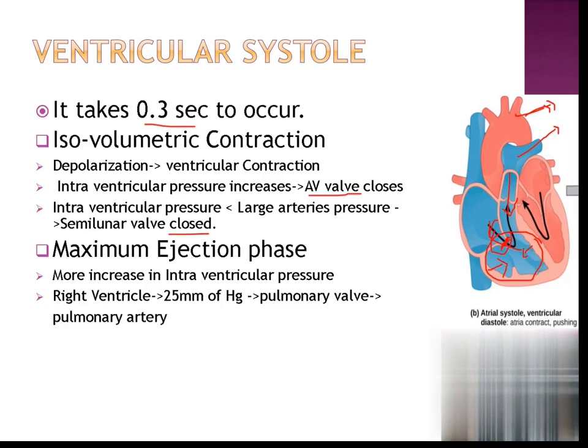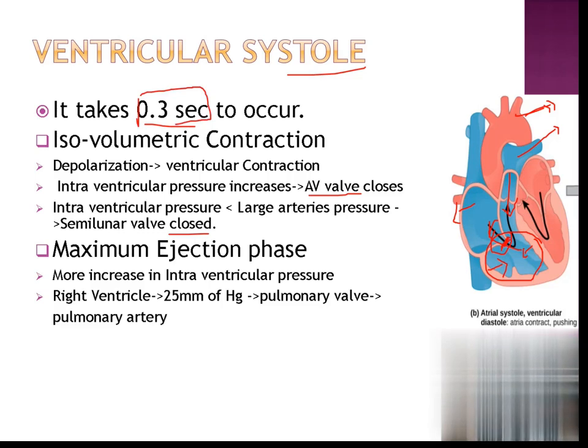Now coming to the maximum ejection phase. In this ventricular systole, the auricles are relaxed. Earlier the auricles were contracted and the ventricles were relaxed. Now the ventricles are contracted, and the auricles are relaxed. So the atrial diastole period is also 0.3 second, because in this period the auricles are relaxed.